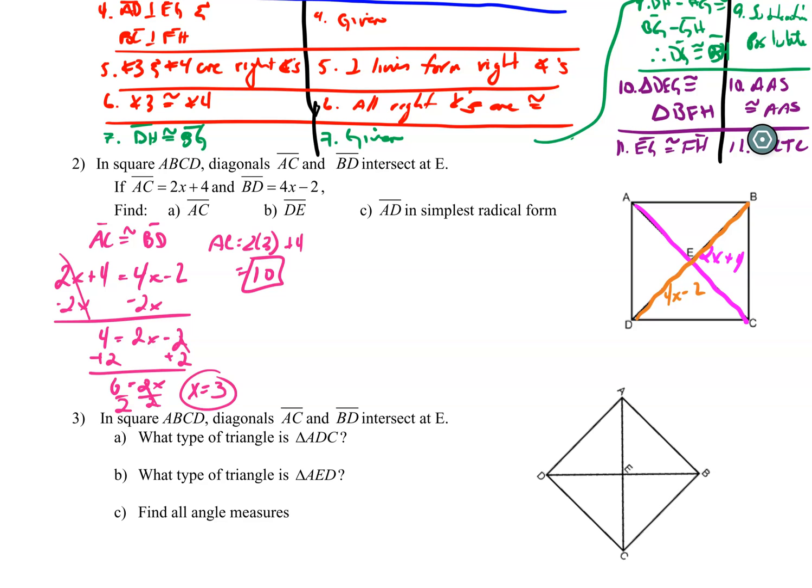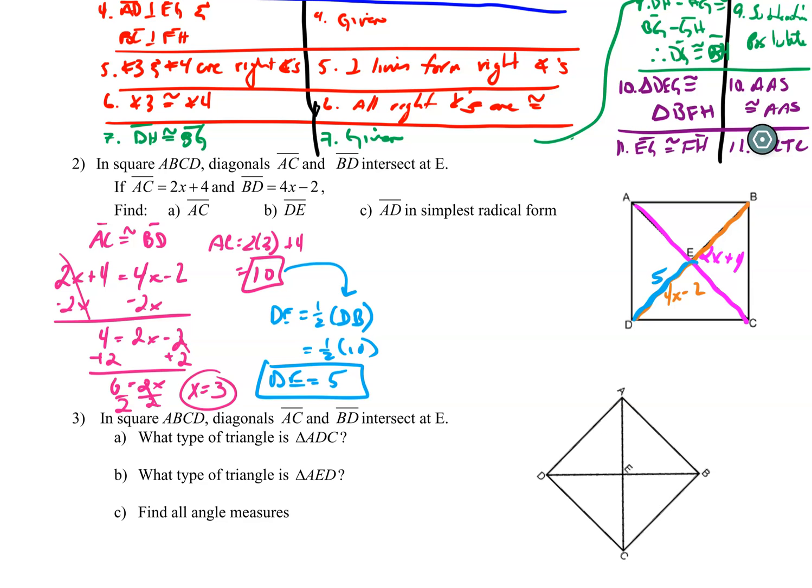The next part is DE. So I look over here and I see, well, DE is just this section, which is just from the vertex to the intersection of the diagonals. And again, in a square, because a square is a parallelogram, the diagonals bisect each other. So DE is just half of whatever DB is. And since DB and AC are the same, I can simply say DB is 10. So therefore DE is half of that, which is 5. So now this is 5.